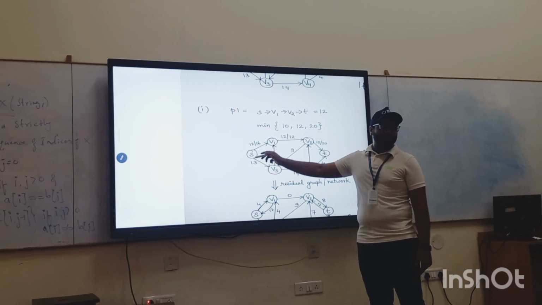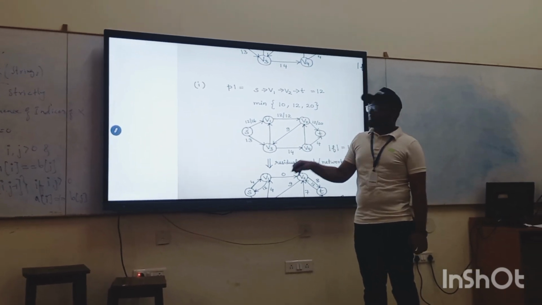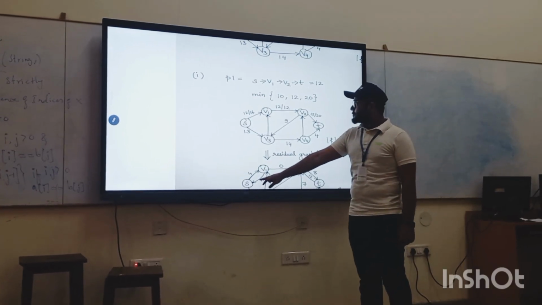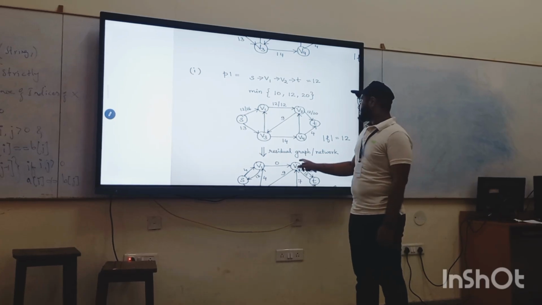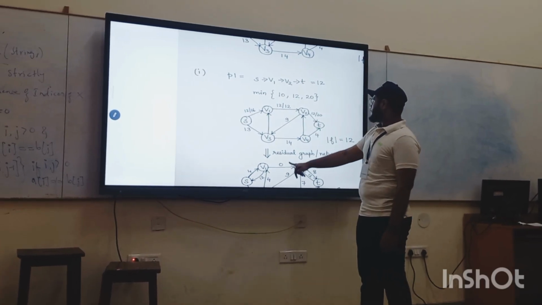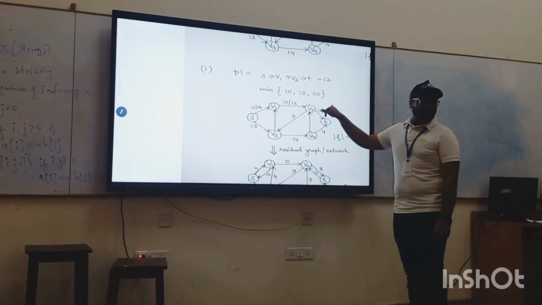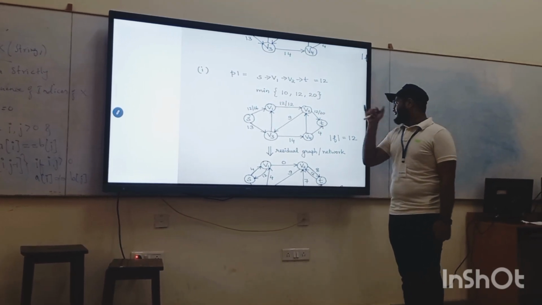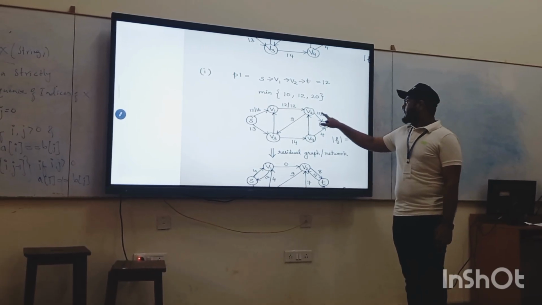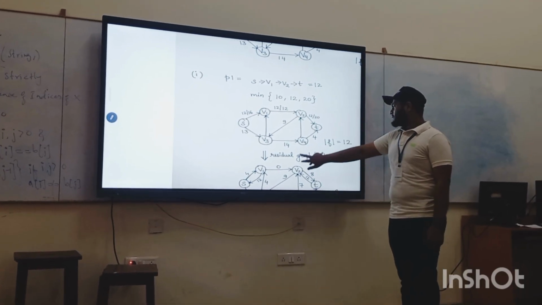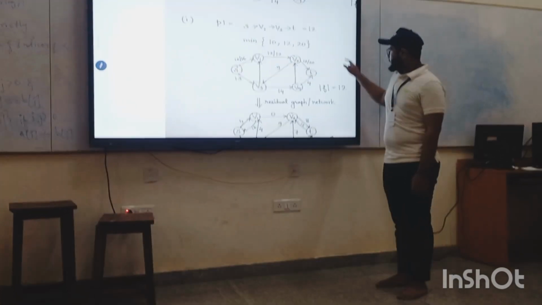The backward edge will be 12, because c of u comma v is equal to f of u comma v. So the backward edge is 12, and here we have 12 minus 12, which is 0. Here we will get 20 minus 12, so the forward edge is 8, and the backward edge will again be 12. From this residual network, the flow value is 12.